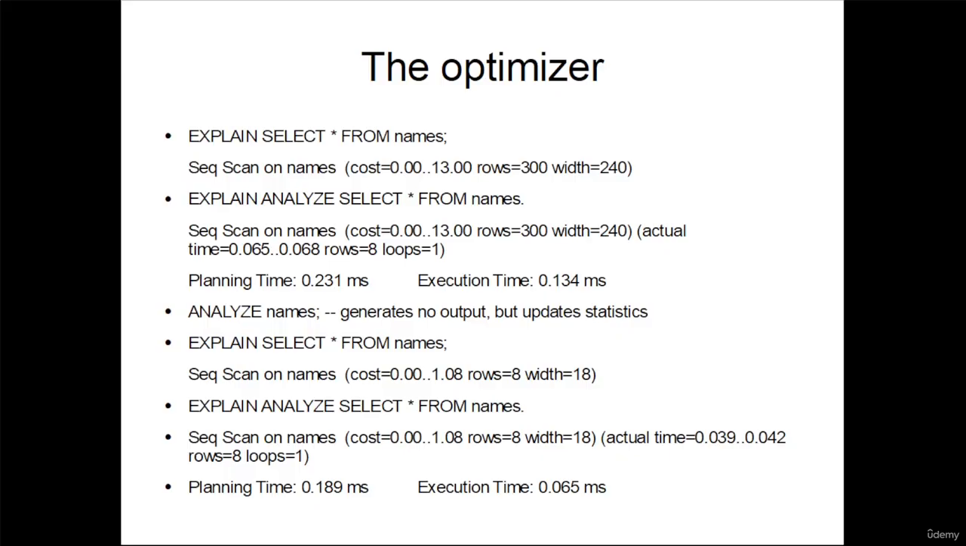This example shows how the optimizer's decisions depend on statistics. Without running analyze, the initial plan overestimated the row count, which could lead to suboptimal plans for more complex queries. Regularly using explain and analyze helps you verify the optimizer's assumptions and ensure efficient query execution.